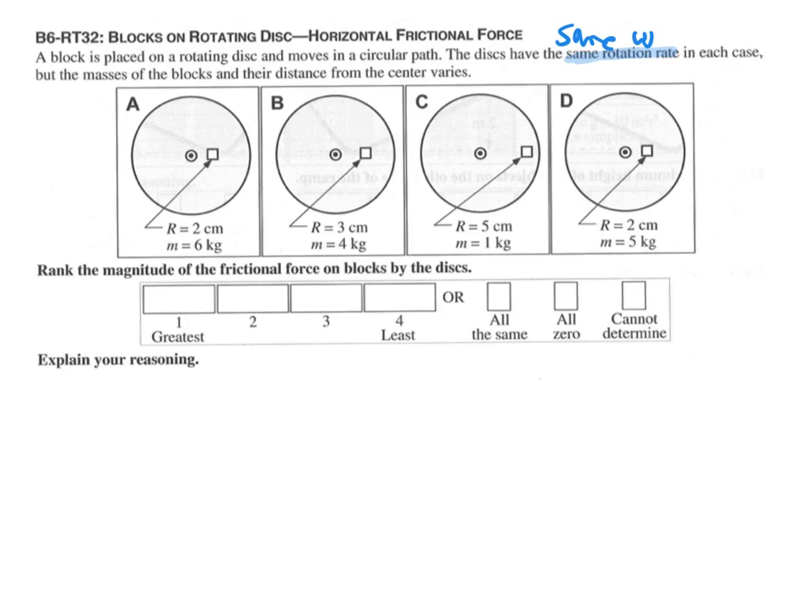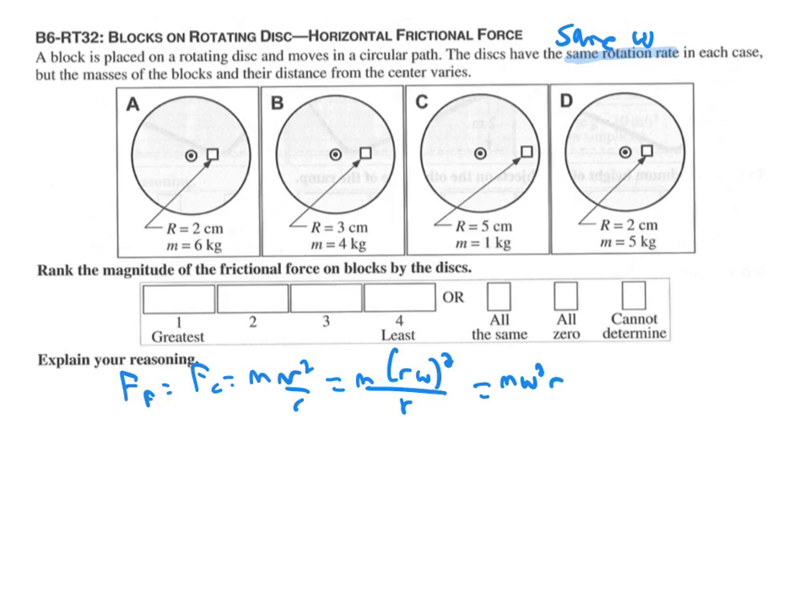We know that for the block to go in a circle, there must be a centripetal force on it, which is coming from the frictional force. So when they want us to rank the magnitude of the frictional force, they really want us to rank the centripetal force, which we know is mv squared over r. But we know that v is r omega for anything. And so we also get that this is m omega squared r.